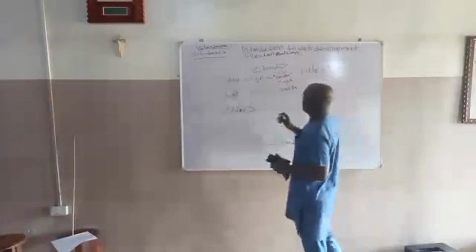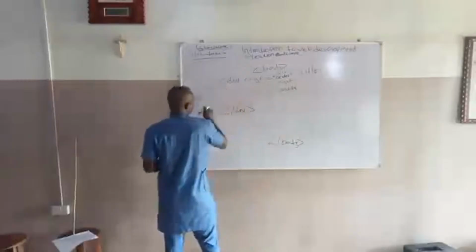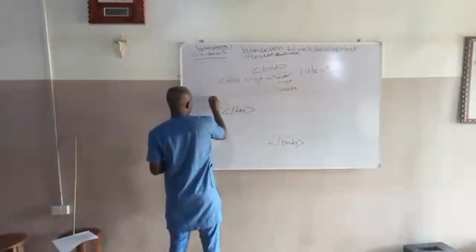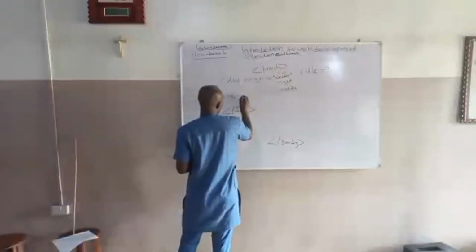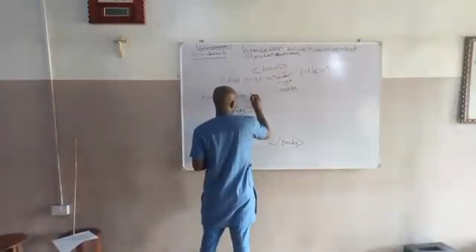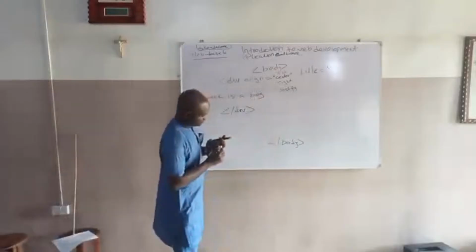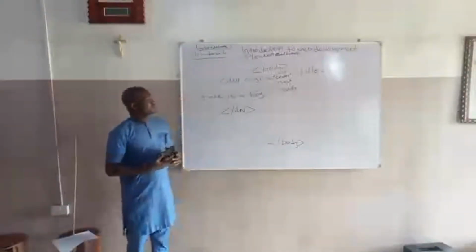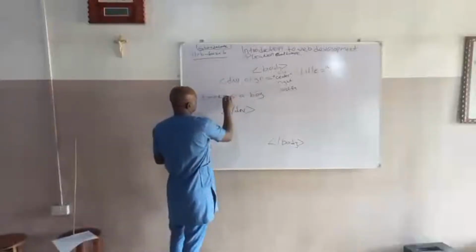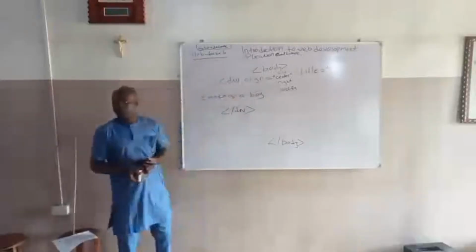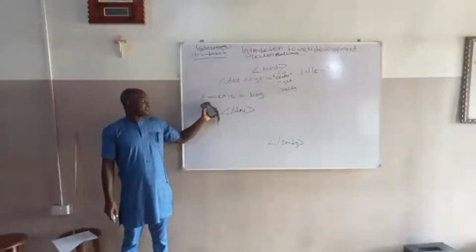Now let me come here. Let me assume the text here is: Emeka is a boy. How do you describe this? What am I trying to do here? How do I describe this sentence?